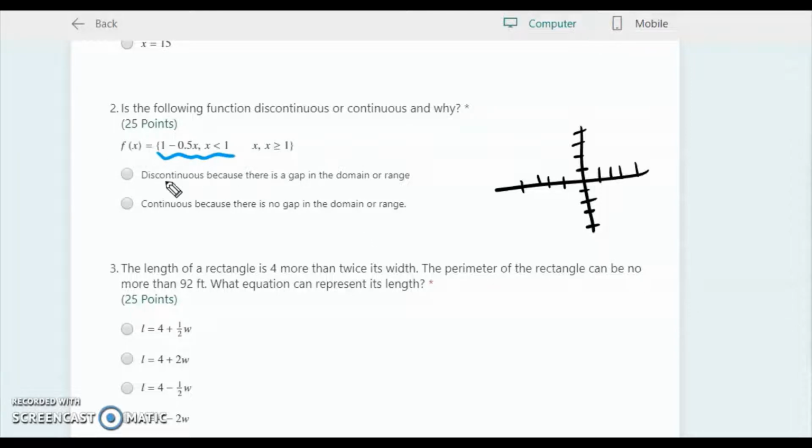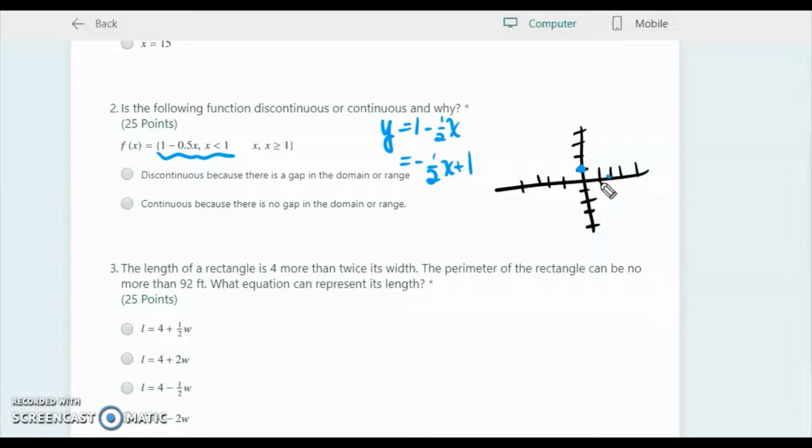So f of x, just y, equals, for the first part, y would equal 1 minus 0.5, which is the same thing as 1/2 x, for all values that are less than 1. So this is the same thing as negative 1/2 x plus 1. I would start on my y-intercept, which is 1, and then my slope is negative 1/2, so down 1 over 2, and then I would draw a line like this.